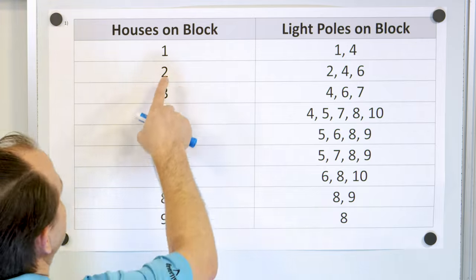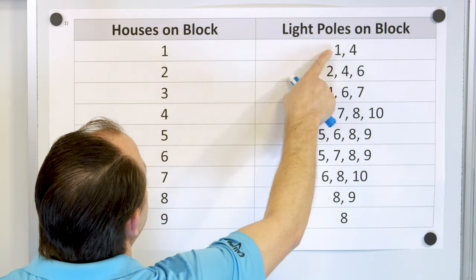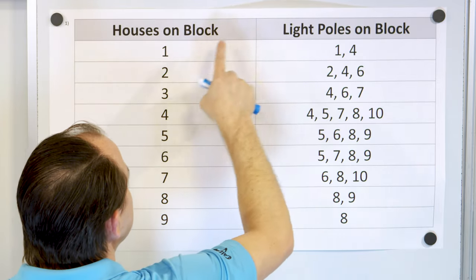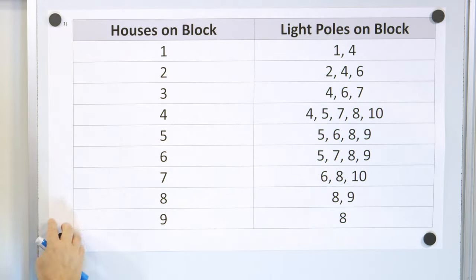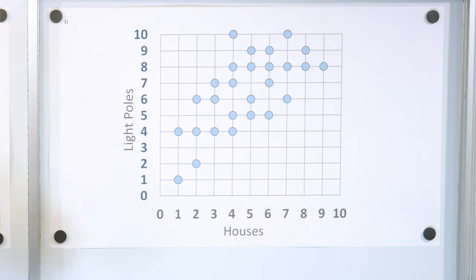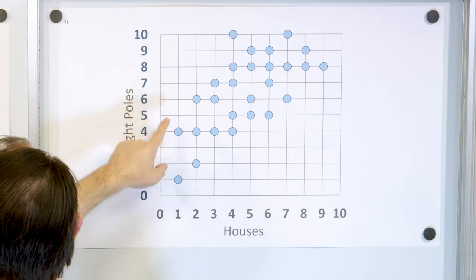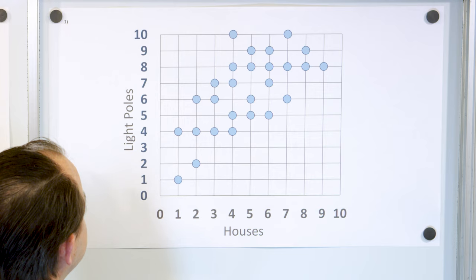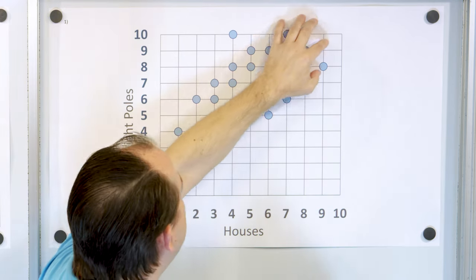So we have a bunch of data points, x, y, right? (1, 1), (1, 4), (2, 2), (2, 4), (2, 6). You see, they each form a little x, y point in our scatter plot. And so we have drawn that here. These are all coming straight from the table. And then we plot all of them.